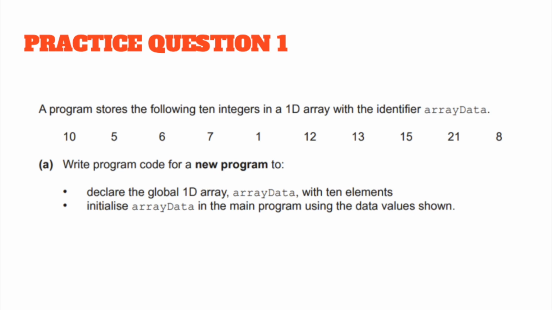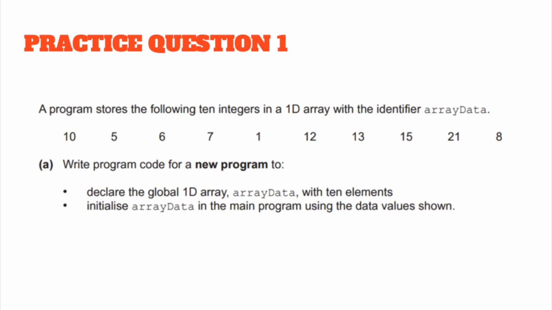Write program code for a new program to declare the global 1D array data with 10 elements. Initialize array data in the main program using the data values shown above. So you don't need to do any searching right now, just need to initialize them. Okay, so we're going to be using our technique of declaring using a comment and then initializing it by assigning values to it.